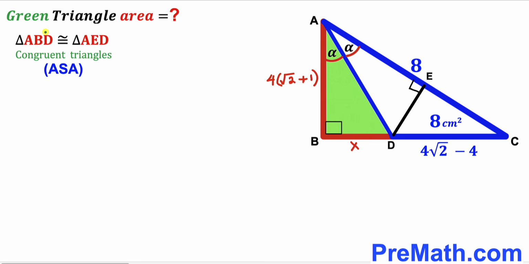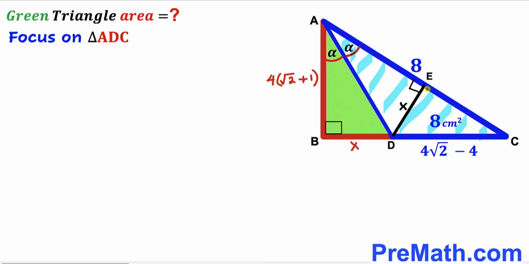So therefore we conclude that these two right triangles, triangle ABD and the other right triangle AED, are congruent triangles according to the angle side angle congruency theorem. And since both of these triangles are congruent, this segment BD is going to be equal to this segment DE. We know this segment is x, so this segment is going to be x as well.